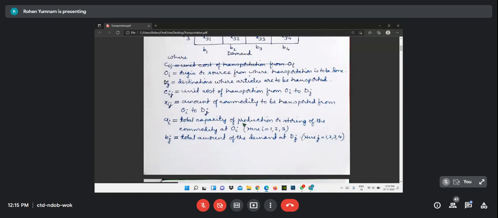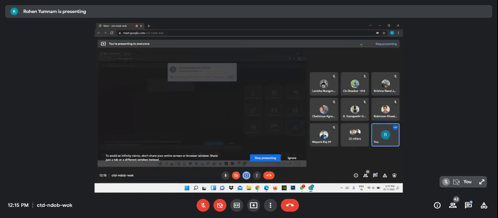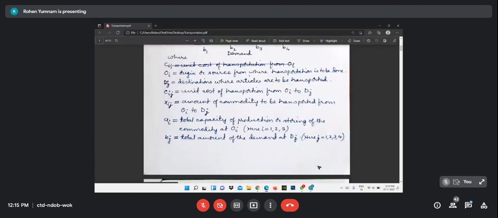Ai, total capacity of production, production or storing of the commodity at Oi. And Bj, total amount of demand at Dj. Here j is 1, 2, 3, 4, and i is 1, 2, 3. These are the things given here.